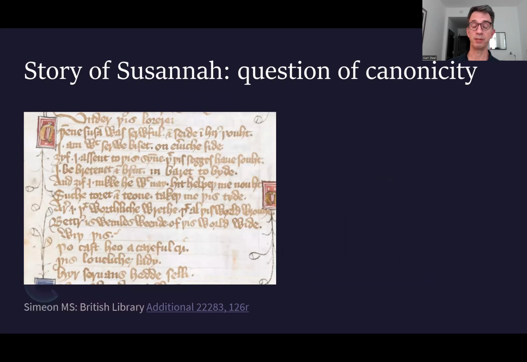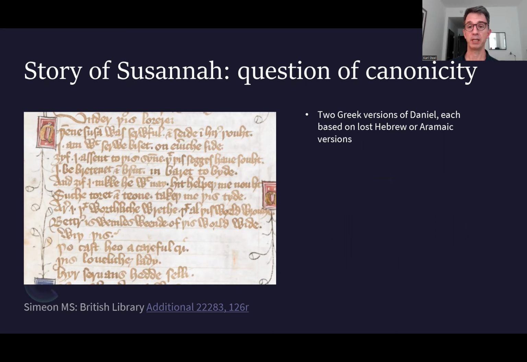So let me talk a little bit about its canonicity, the question of whether it, quote, belongs in the Bible. So the earliest versions of the story that we have are both Greek. They are based probably on lost Hebrew or Aramaic versions, but there are no surviving versions originally written in a Semitic language. And for that reason, some modern Christians, especially, and many modern Jews, don't believe that this story belongs to the Bible.